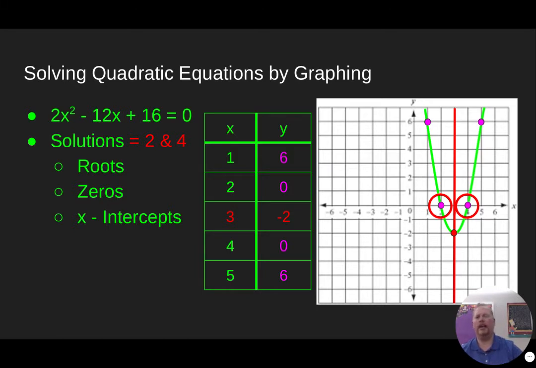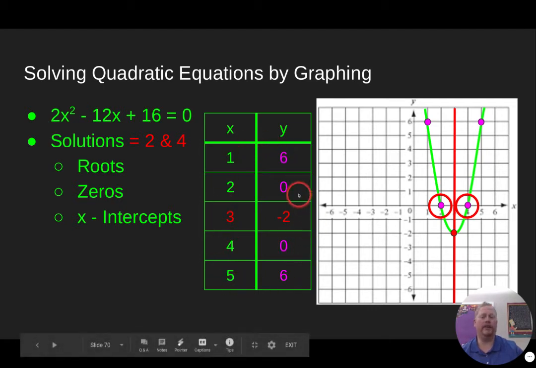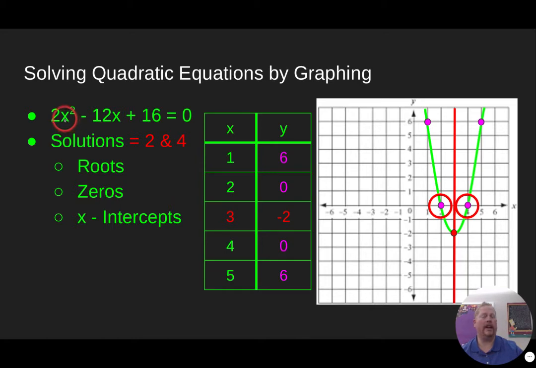Now I said that I want you guys to be able to check your work because here's what I'm going to do. If I take the 2 and 4, I've already done the work. I've plugged in 2 and I got back out 0. I plugged in 4 and I got back out 0. So this chart is confirmation that 2 and 4 are the numbers that I could plug in for x and get 0 as an answer. All right, so let's go ahead and do a few examples and see how this works out.